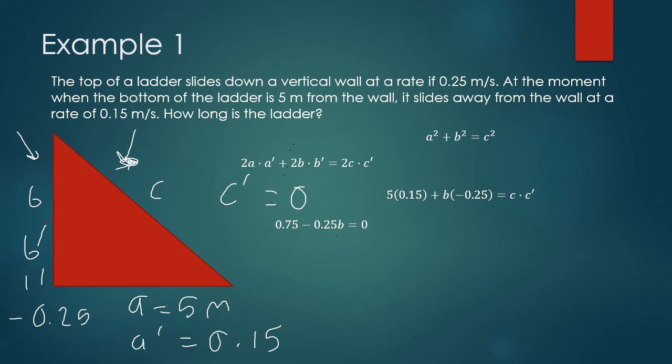And so we solve for b and get the actual value of b, how long the wall is, and from there we get 3. The wall is 3 meters long.